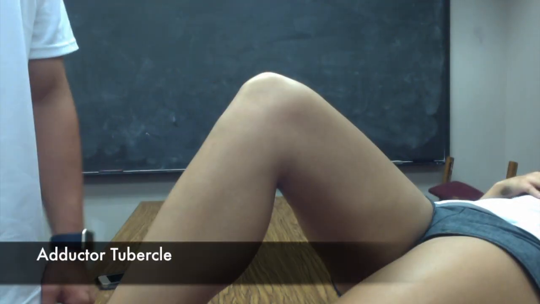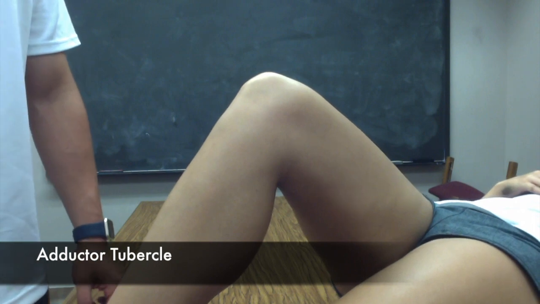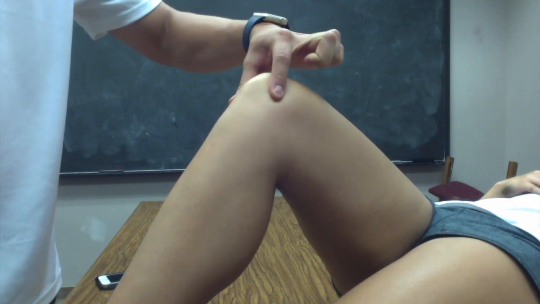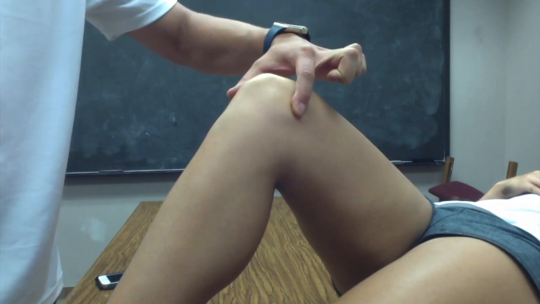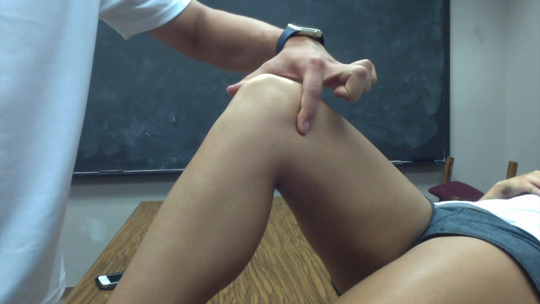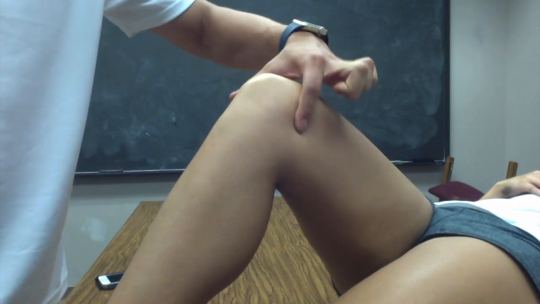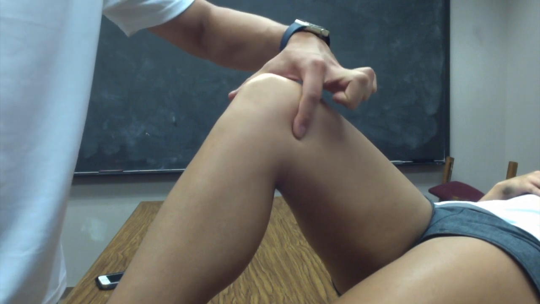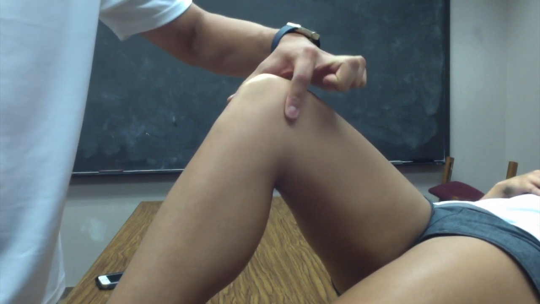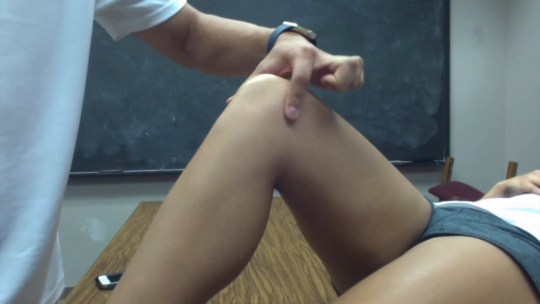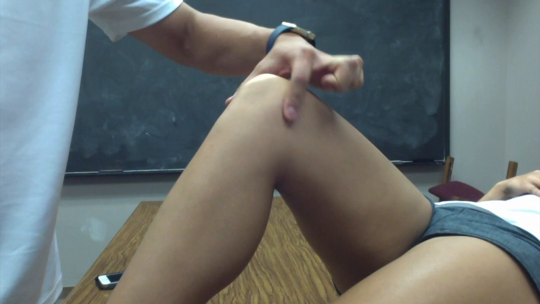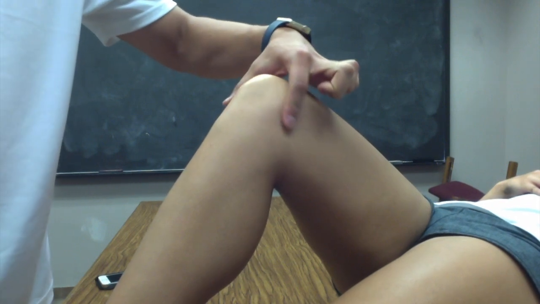Okay, so now we're going to be doing the adductor tubercle. You're going to start with your medial femoral condyle, so it's going to be right here. And then you're going to move medially and posteriorly until you feel a natural depression. That natural depression is going to be between your vastus medialis and your hamstring muscle. Right next to it is going to be a little bony prominence, which is your adductor tubercle. So you move to your natural depression, and right there is going to be a little bony prominence. And that's your adductor tubercle.